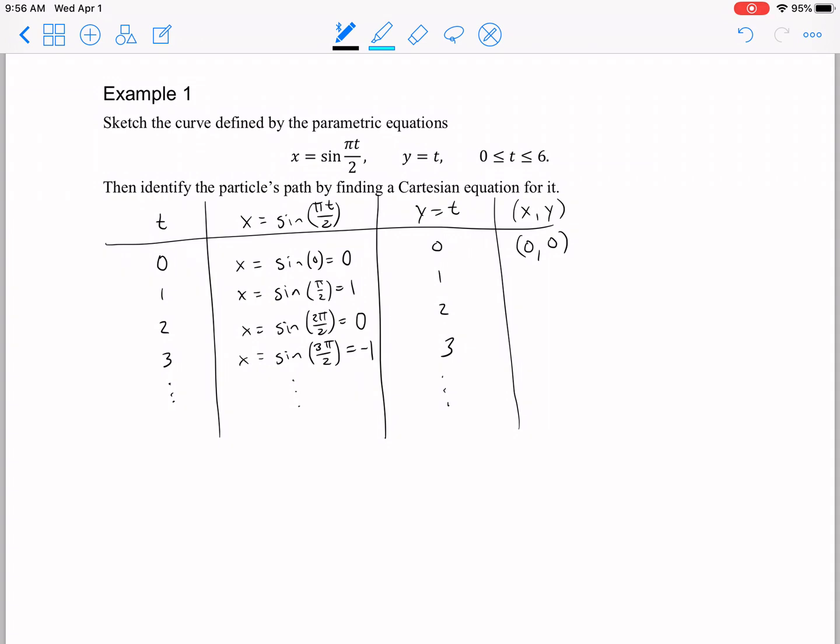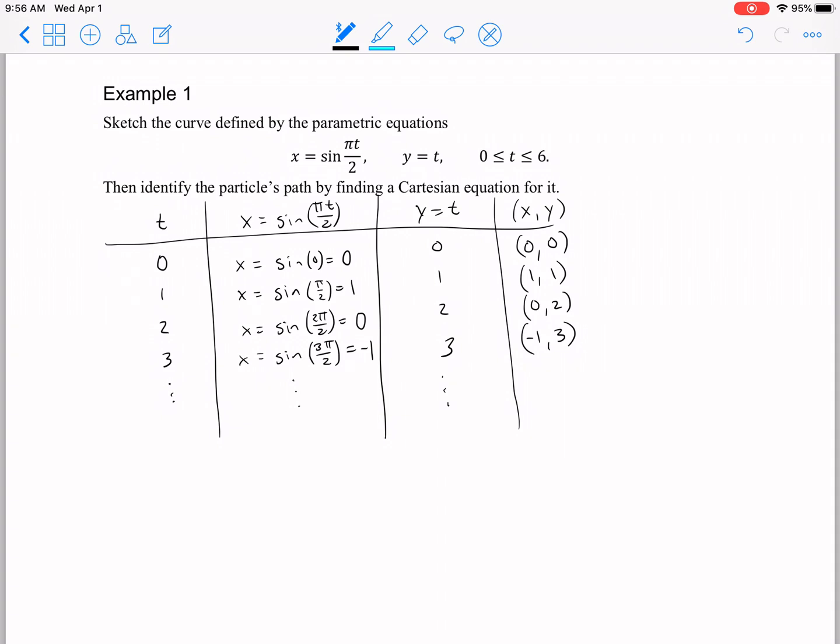Then it was 1 for x, 1 for y. So far, they're just mirroring into each other. But then we have 0 for x and 2 for y. And then we have -1 for x and 3 for y. And you could keep going on just like that to see what is happening.